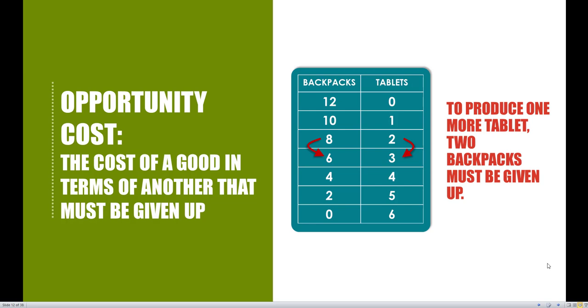So if we want to produce more of good A, we have to give up some of good B. If we want to produce more of good B, we have to give up on the production of good A. So the next best alternative is going to be the alternative good or the other good.